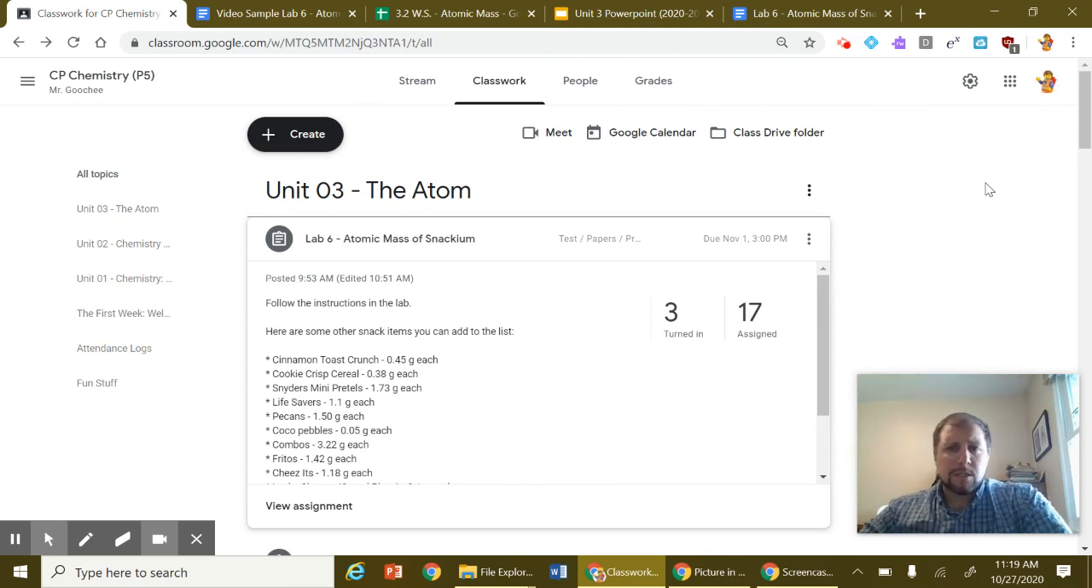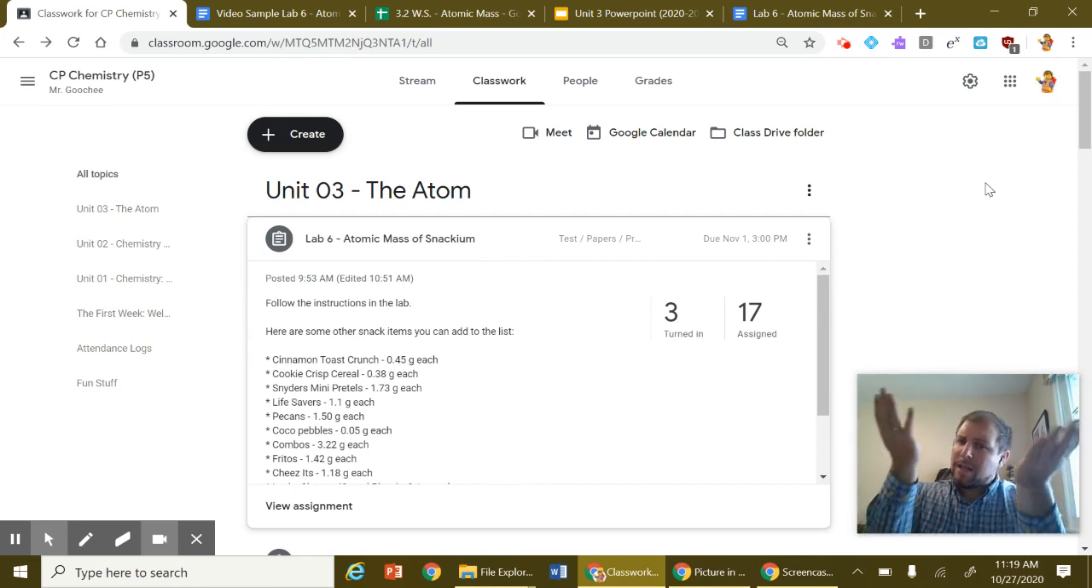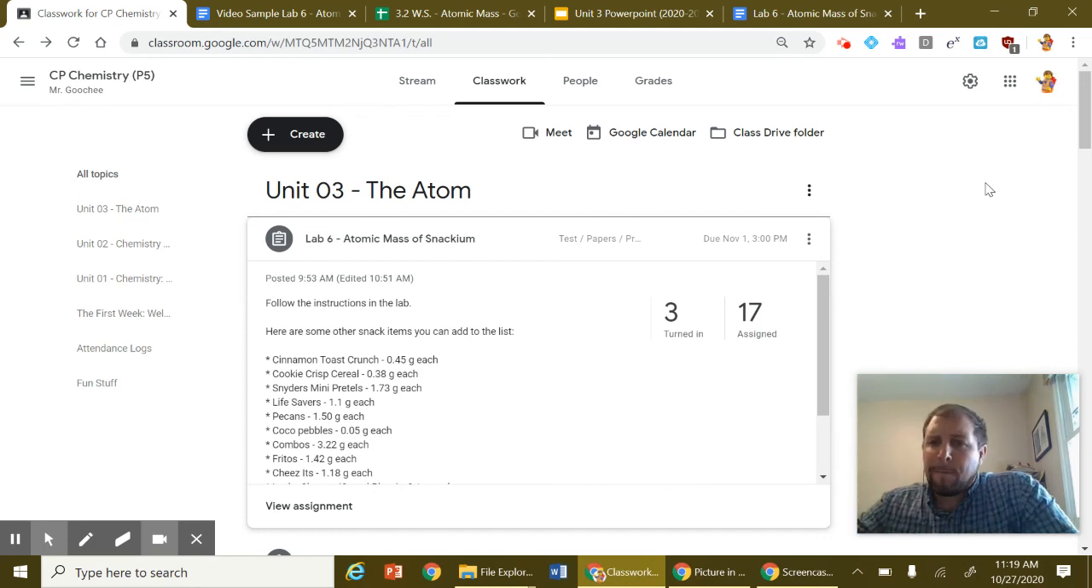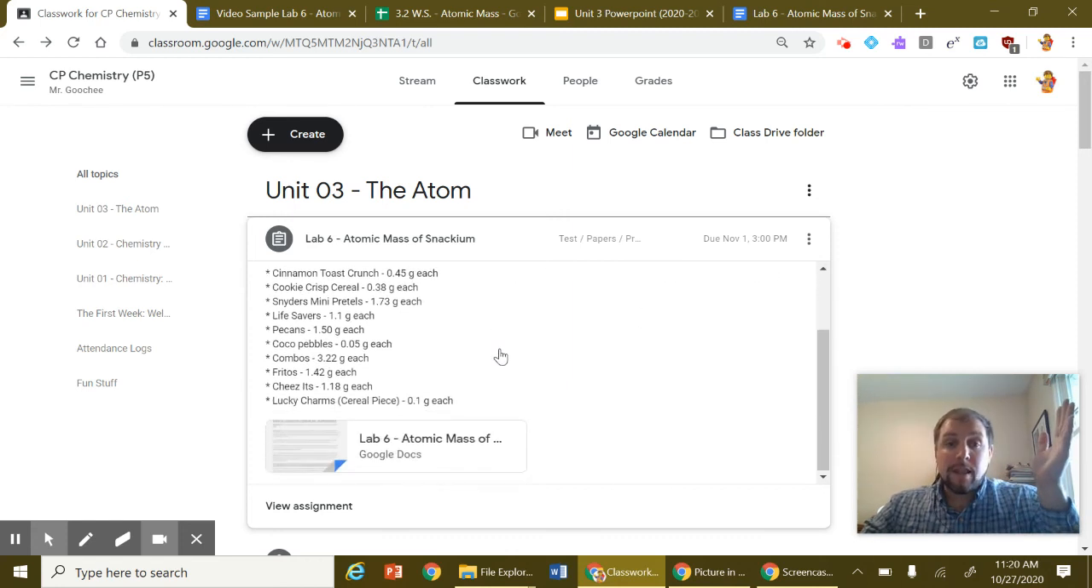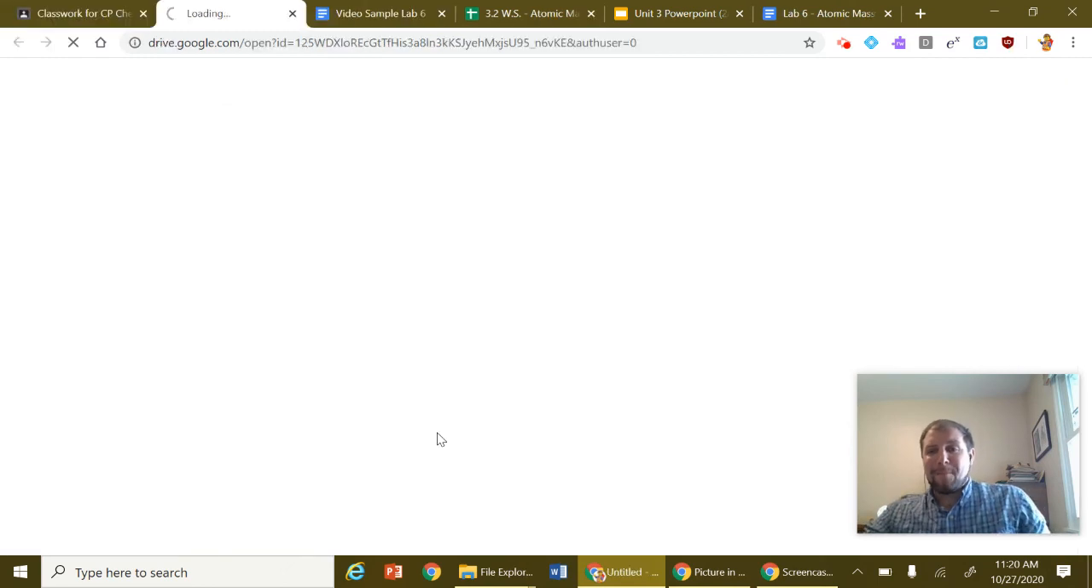For example, lithium's atomic mass is 6.9. That's because a lot of lithium weighs, say, 7 AMU, but some lithium weighs 6 AMU. And so a weighted average is about 6.9 AMU per lithium atom. We are going to do our own weighted average activity in this lab. This is the atomic mass of Snackium.